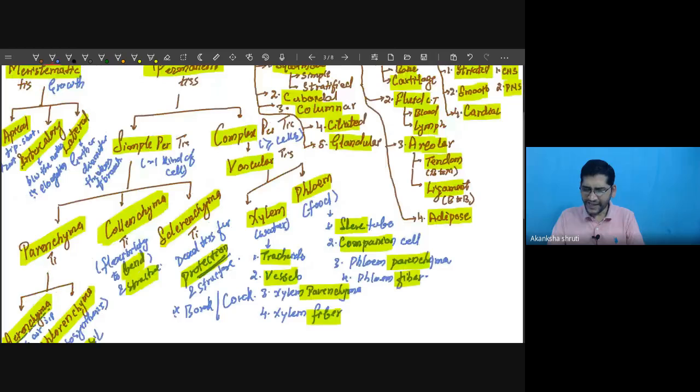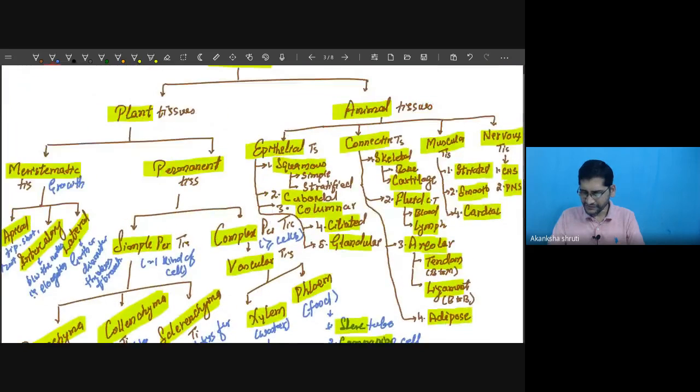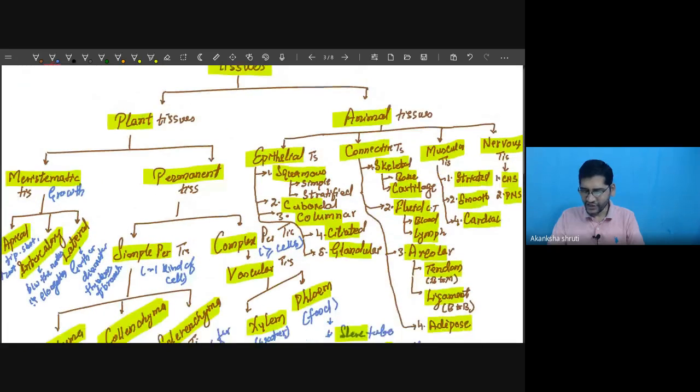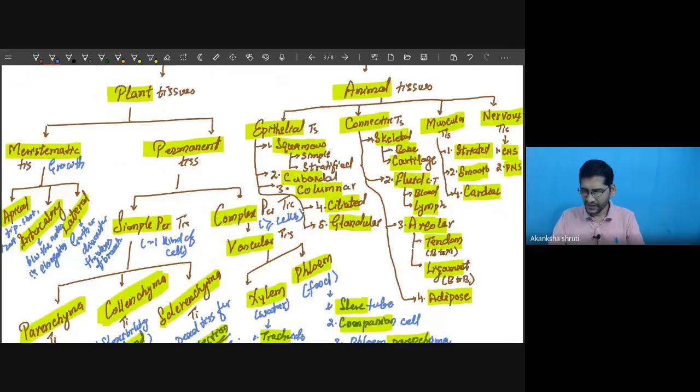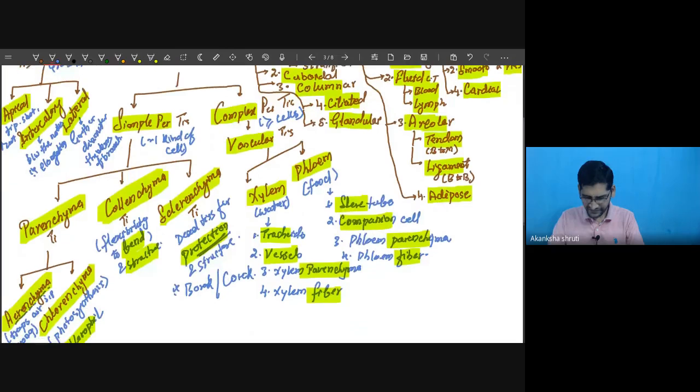The other complex plant tissue is also called the vascular tissue. It consists of xylem and phloem. Xylem is for conducting the water from the root to the different parts of the plant, up to the leaf where photosynthesis is occurring in the chlorenchyma tissue.